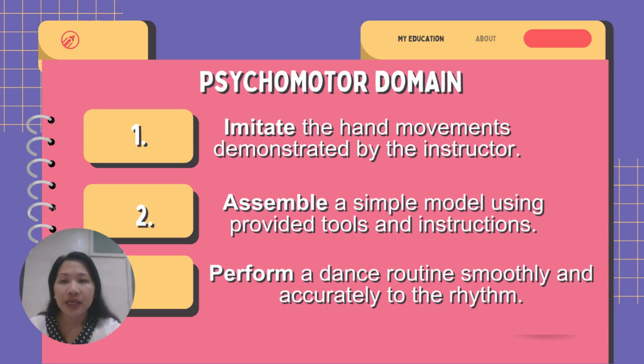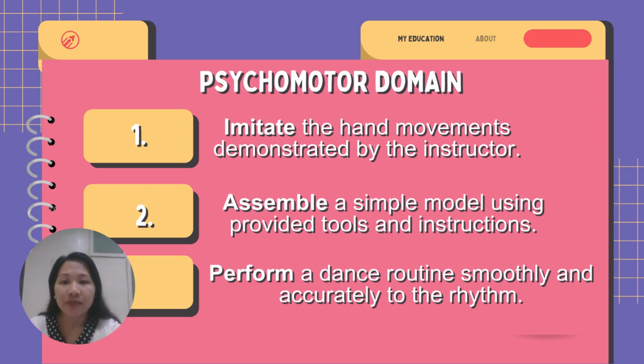Number two, assemble a simple model using provided tools and instructions. The verb used is assemble. This belongs to the psychomotor domain at the manipulation level. Assembling requires the student to follow directions and use tools to perform a sequence of actions. They are performing the skill under guidance, not yet independently or precisely, but showing basic competence in handling the materials.